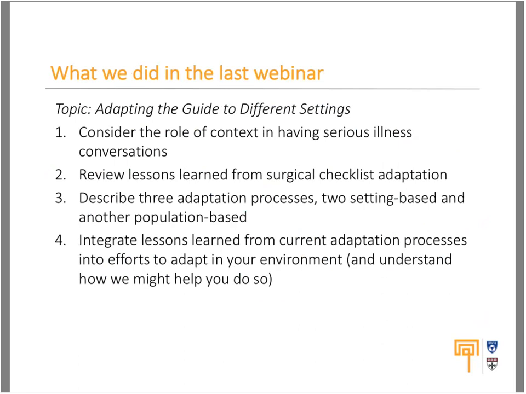Before we move on, just a reminder of what we did in the last webinar. We discussed adapting the guide, and we did that with Charlie Chen, who gave a great example of the hospice setting, and also Dr. Daniela Lamas, who went through adapting it for the chronically critically ill. We went through considering the role of context and having serious illness conversations. We reviewed lessons learned from surgical checklist adaptation. We described 3 adaptation processes, the two I just mentioned, and then we integrated lessons learned from the current adaptation processes into efforts to adapt in your environment.